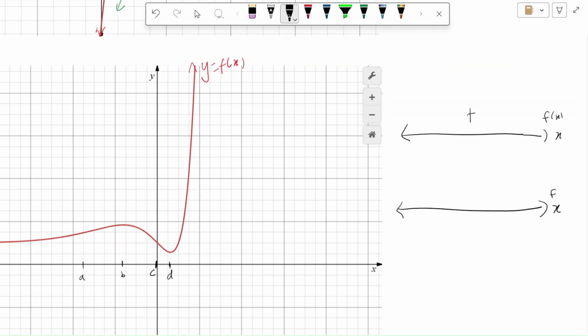Here we have x and f dash of x. We've got to put our turning points on. There seems to be one at b and d. So we're going to do that. B and d. It slopes up, then down, then up.